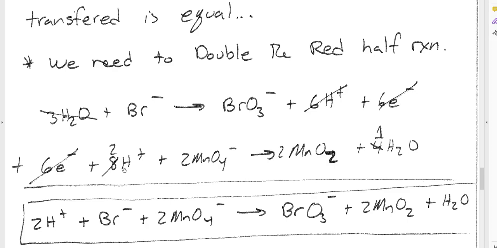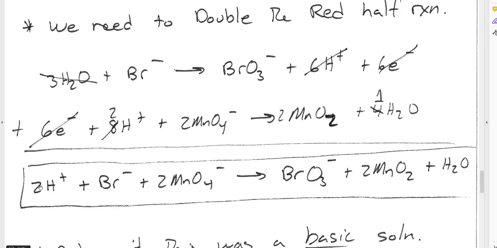This was 4 H pluses, but now it's 8 H pluses because we doubled everything. So 8 H pluses on this side, 6 H pluses on this side. This 6 H plus completely cancels, and the 8 goes down to 2, all right? Now we have 2 permanganate ions and 2 manganese oxides, but we now have 4 waters here, and we had 3 waters here, so the 3 waters on this side completely cancel out, and this 4 comes down to a 1. And then we write down what we have left over, right?